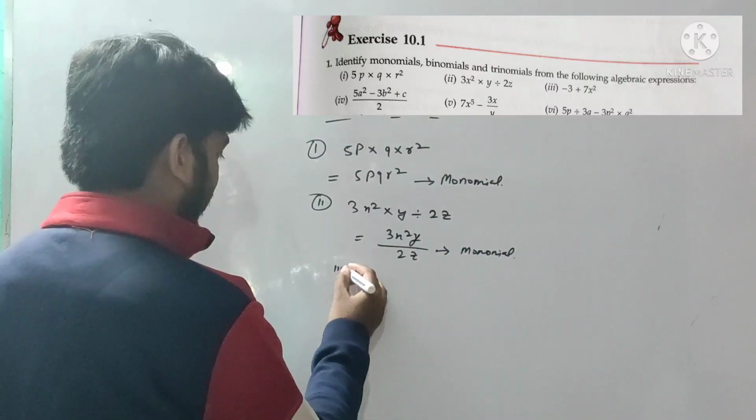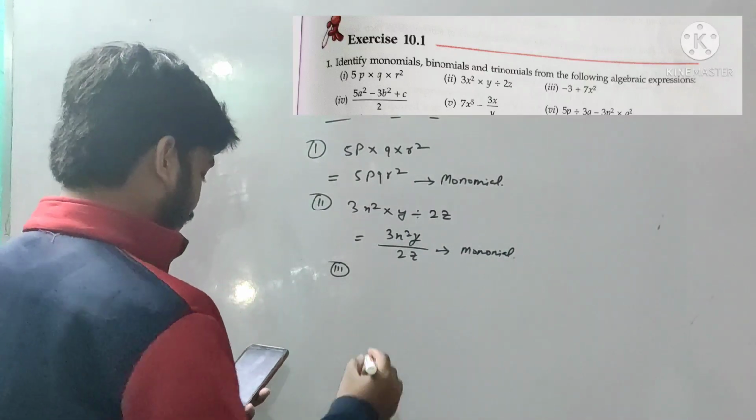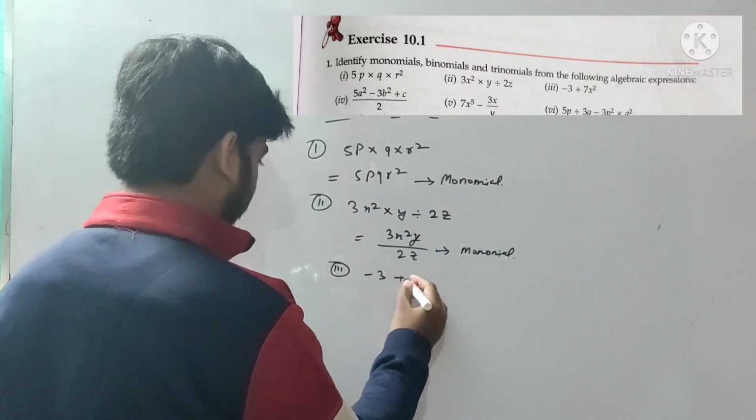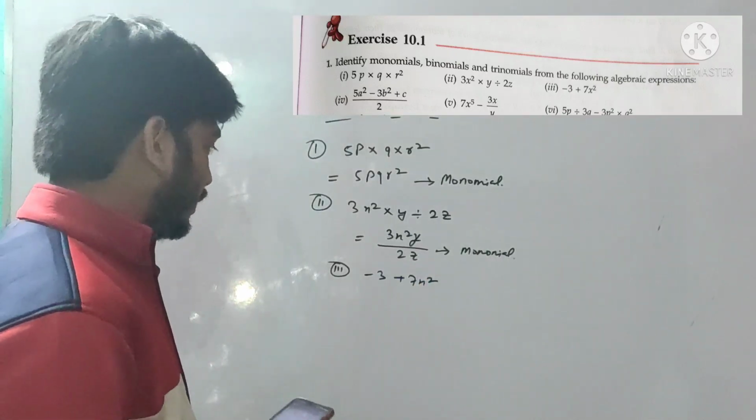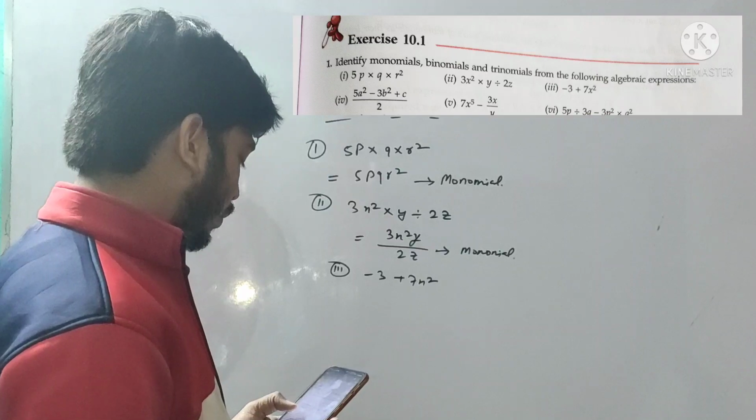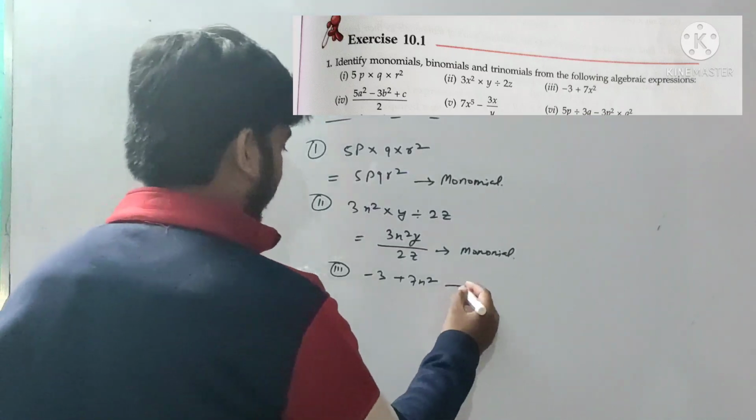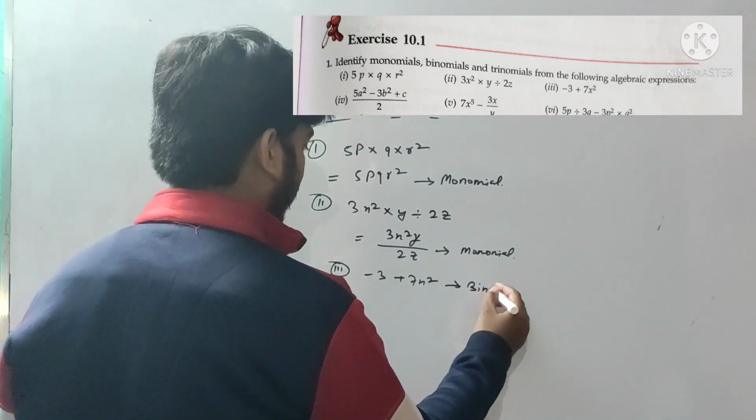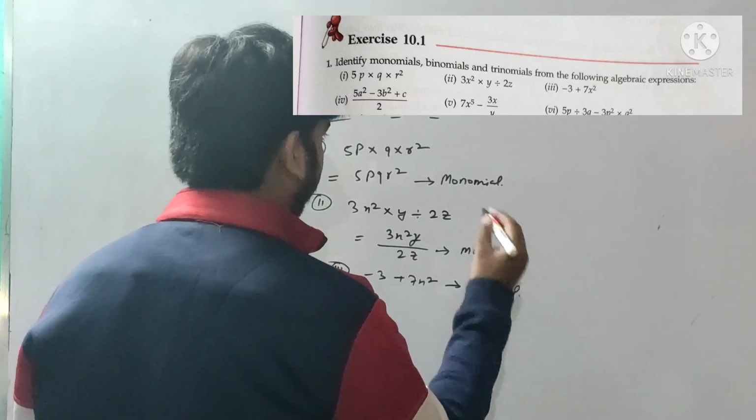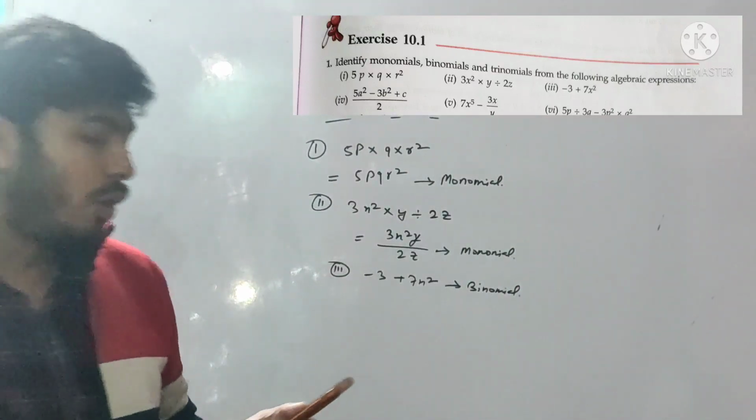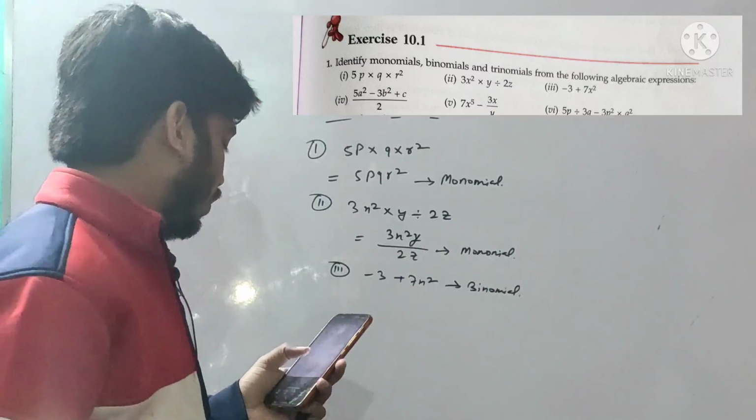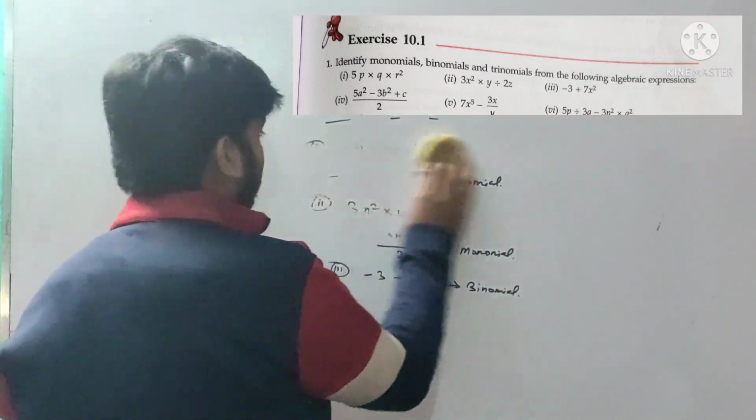Okay, here is question number 3. Minus 3 plus 7x square. So all my dear students, this will be a binomial term. I hope you all understood. Similarly, we all have to do question number 4, 5 and 6 and so on.